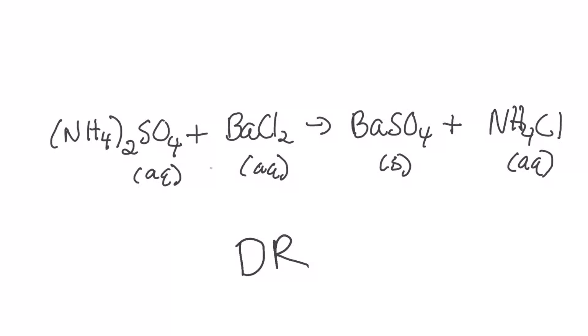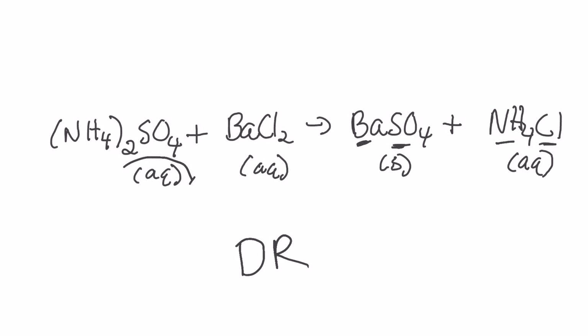So I have ammonium sulfate reacting with barium chloride, making barium sulfate and ammonium chloride. And all the formulas are correct. +1, -2, +2, -1, +2, -2, and +1, -1. So all the formulas are correct. And I didn't have enough room to put the aqueous right next to them because of my screen on my phone. So I put them underneath. So these are aqueous and barium sulfate is the solid.